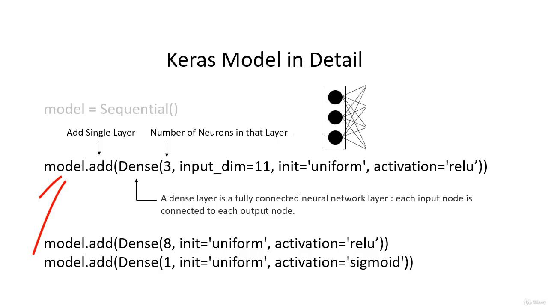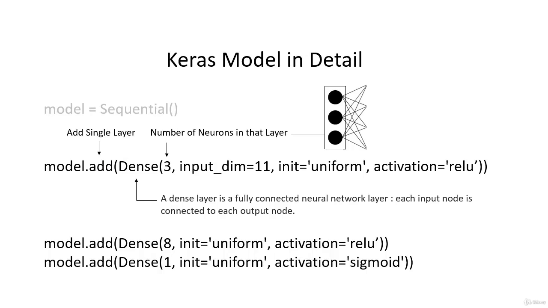All right, let's move on to the first layer. The word model is the container, and the word add signals the addition of a single layer in your neural network. The next word is dense. This represents a fully connected layer. Next up is a number, and it represents the neurons in each layer. The example on screen in this line of code has 3 neurons.